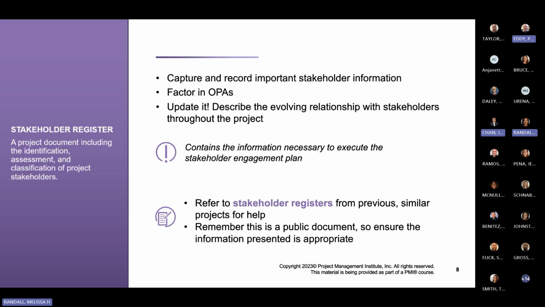So you can always go in and pull other information. That's why OPAs are so important, because when you think about things that the organization has that you can use in your current project, it's always good to have something as a reference, so you're not always starting from scratch. And then it just wants you to remember that it's a public document, so ensure that the information presented is appropriate.